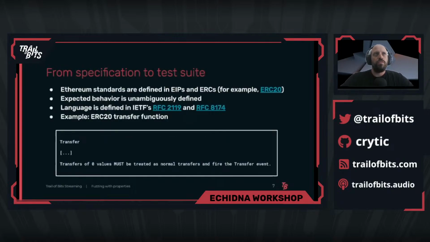Let's go on to how to go from specification to the test suite. In this particular case, we will be talking about Ethereum standards that most of you know are defined in EIPs and ERCs, for example ERC20. These standards define the expected behavior of the contracts in a way that's not ambiguous, so the developer or the person implementing the standard is completely sure about what the functionality should and shouldn't do.